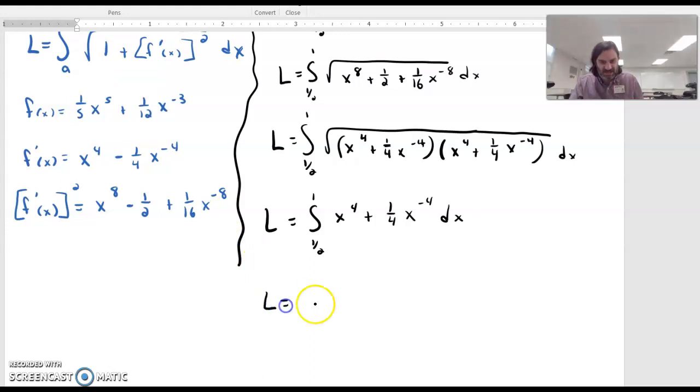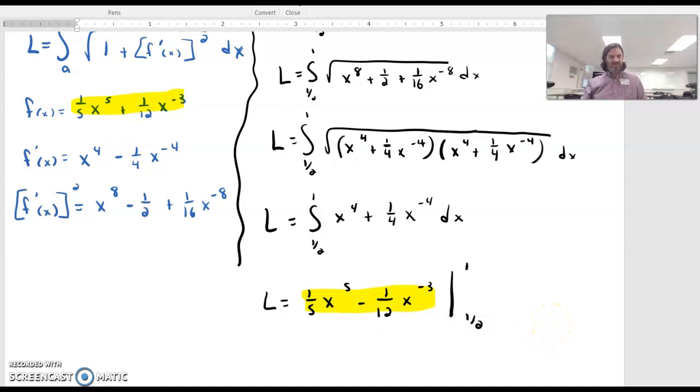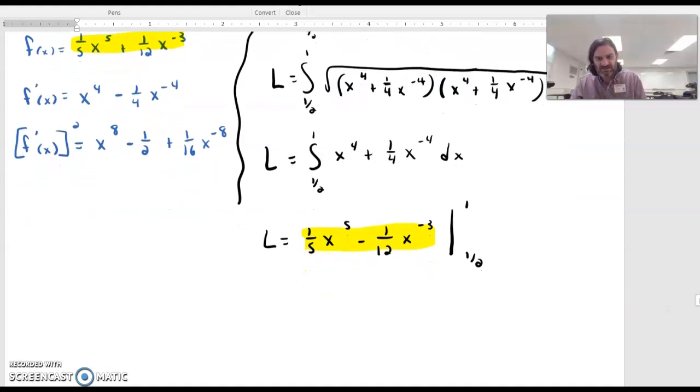This will be 1/5 x to the 5th minus, that goes up to negative 3, so divide by negative 3, so minus 1/12 x to the negative 3. And that'll be from 1/2 to 1. Notice the subtle differences between the original function and after we integrated. But really what we did is we took the derivative, squared it, then we added 1, that mysterious thing, and then we took the square root, which undid the squaring, and then we integrated, which undid the derivative. So it shouldn't be too much of a difference from what we started with, unless it's a different function.